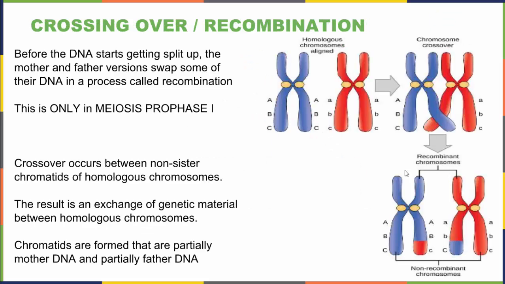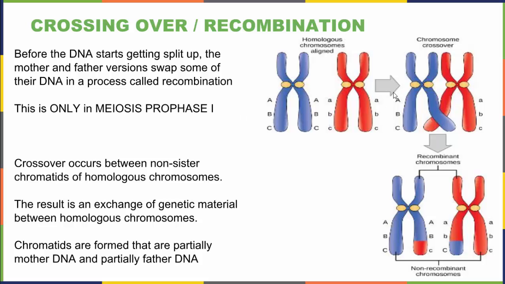The reason that they have to line up is because there's a process that they undergo called crossing over or recombination. Again, this is only something that happens in meiosis prophase 1. So this is a specialty thing that happens in meiosis. What happens is the mother and the father versions of a chromosome, the homologous chromosomes, are going to swap some of their DNA.